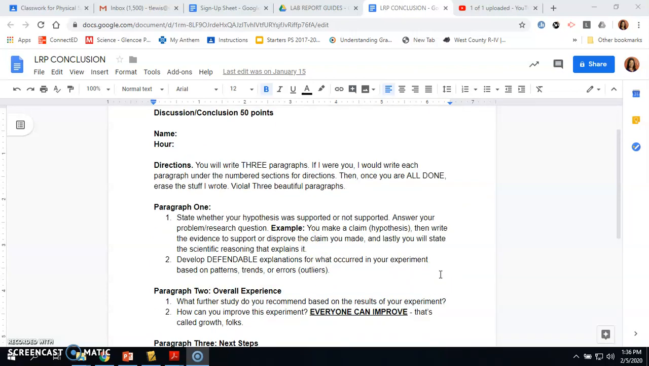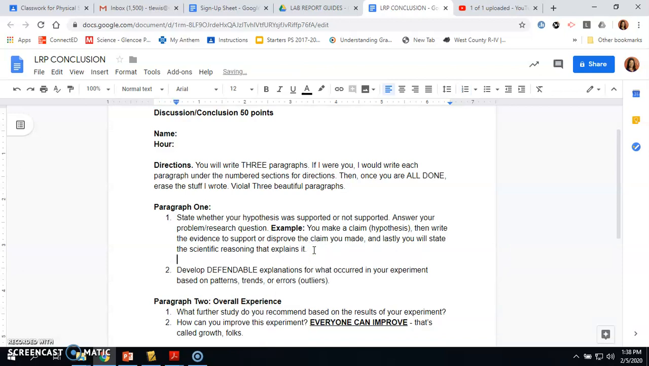State whether your hypothesis was supported or not supported. That means you're going to answer your problem or your research question. So at this point, I would go back to that document. Hopefully you've kept them up if you've changed them and improved them as I told you to during the research phase. I would copy that problem/research question and I would paste it. Where would I paste it? Right here. I'd put my cursor at that last sentence of number 1. I'd hit enter. I would hit backspace. I'd hit backspace again. And this is where I would paste my answer.